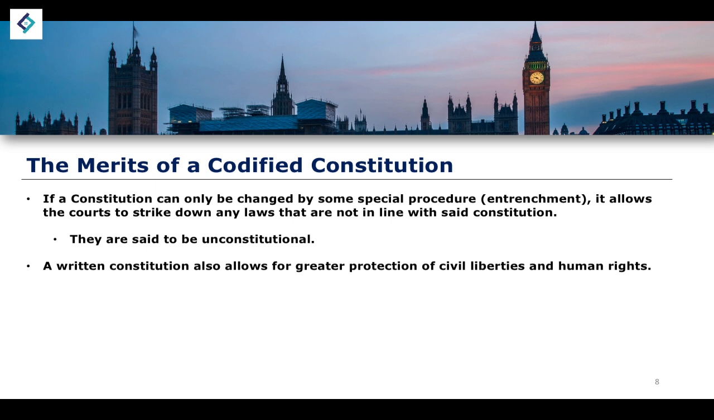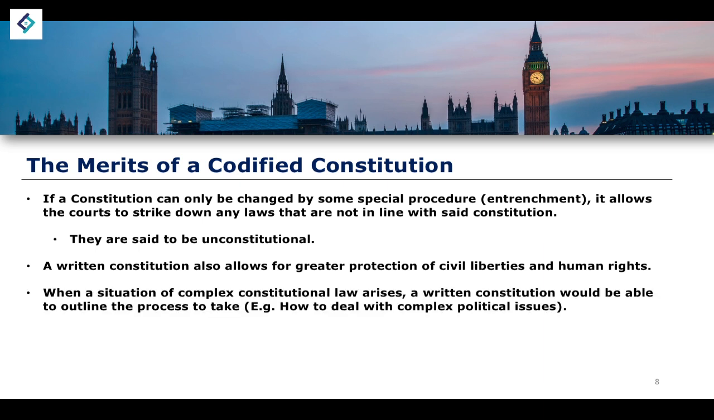A written constitution also allows for the greater protection of civil liberties and human rights. If a codified constitution clearly states certain rights and civil liberties that individuals in that state have, then those are protected by the very nature of the constitution as being entrenched. If, for example, a constitution entrenches the idea of freedom of speech, then a law that limits freedom of speech will be protected against by the courts, which could then strike down that law as being unconstitutional.